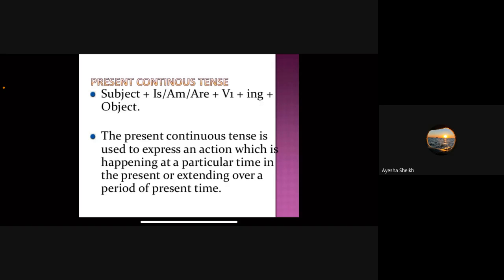So present continuous tense means subject will be there, then is, am, are plus first form of the verb and ing, because wherever you see continuous, ing is there always. So what is the use? Present continuous tense is used to explain an action which is happening at a particular time in present or extending over a period of time. Right? As I said, we are studying, we are learning tenses now, we are studying grammar. So that action is going on at this particular time. So that is present continuous tense.